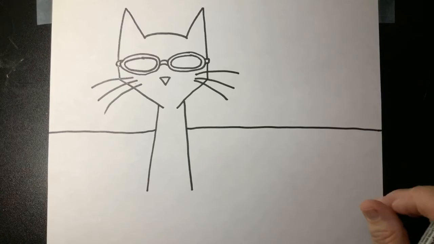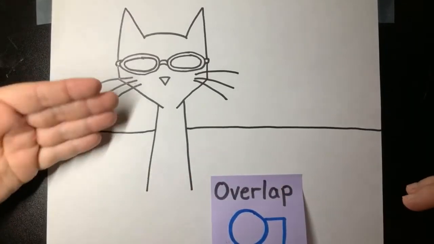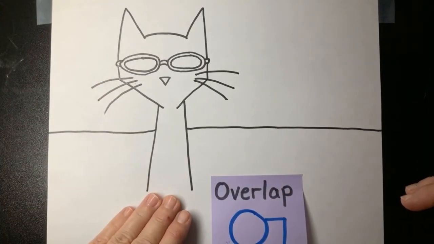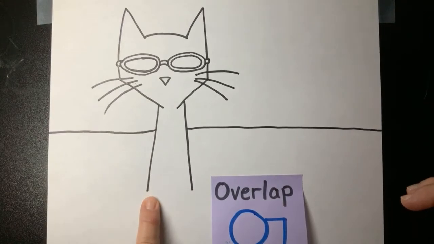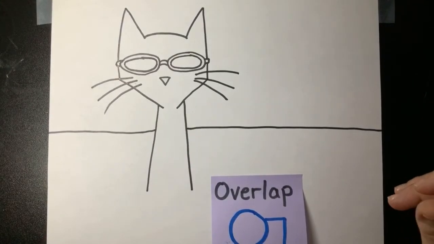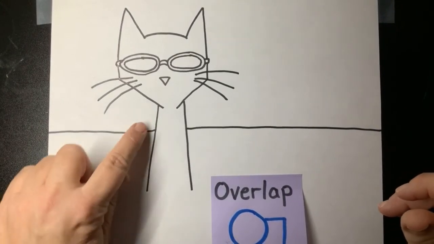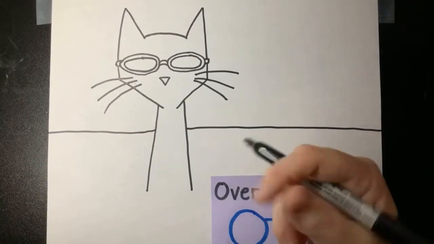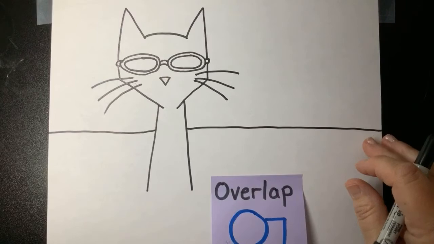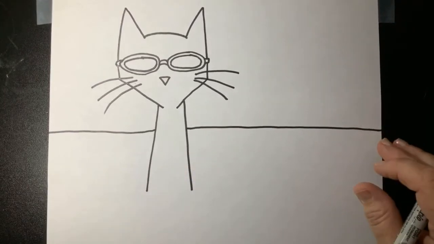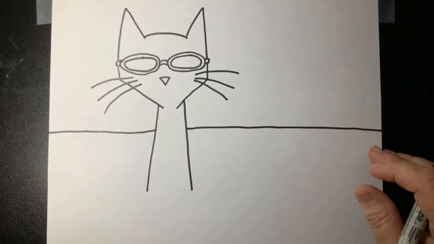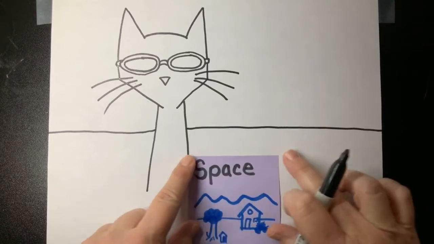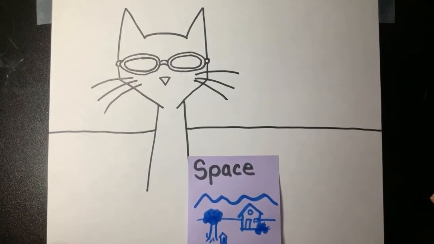If you look closely at this, you can see that I have overlapped. Pete is in front of the line. The line's behind him. If you accidentally drew into him at all, that's okay. If you're using an eraser, you can go ahead and erase that out. So what we've done here is we're creating the illusion of space.